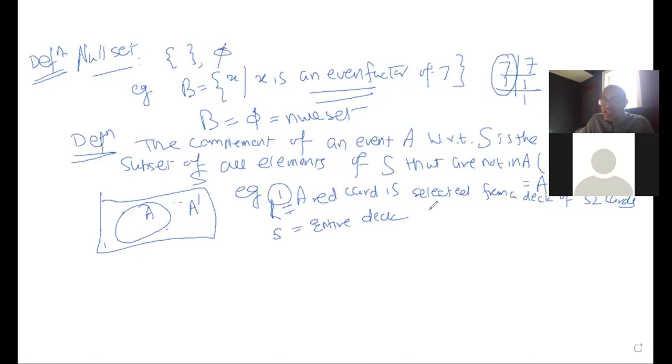Out of these 52 cards, how many red cards are there in the deck? In the playing cards game, 13 diamonds and 13 hearts, right? That means 26 cards. Here there are 26, here there are 52 cards. So naturally 26 is a subset of 52. This is the example of a subset, not the complement. I'm coming to that point, just wait.